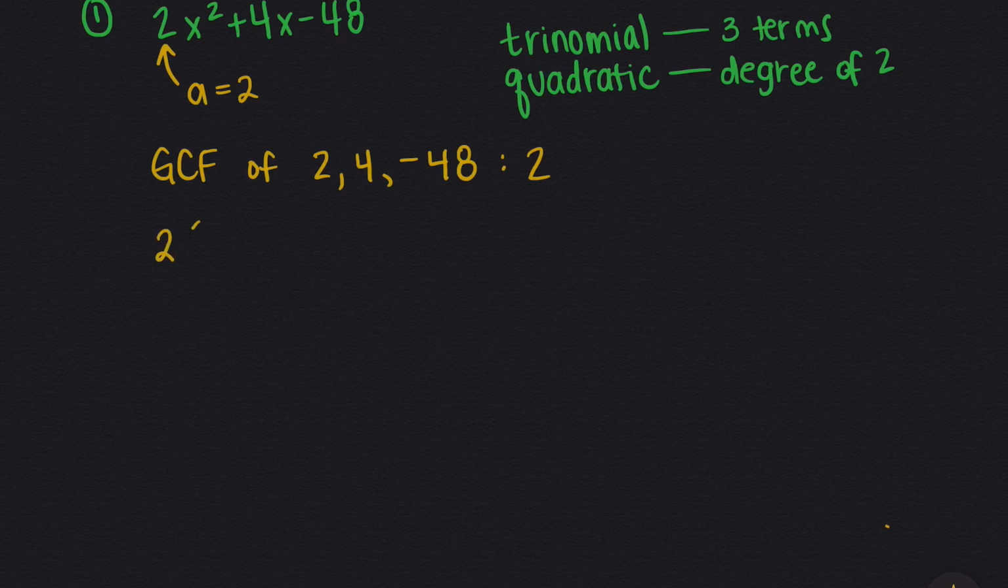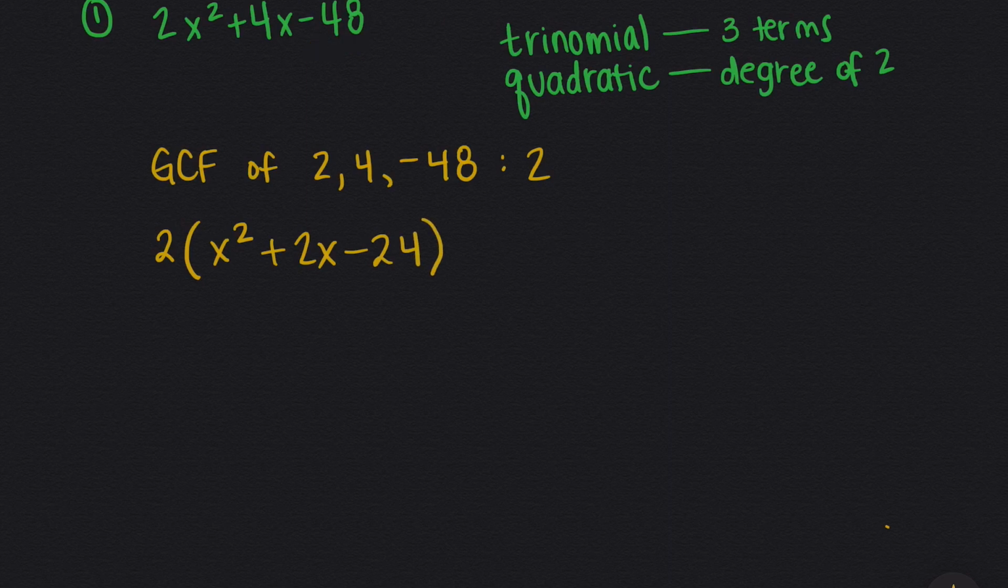We'll bring the 2 to the front, and then we ask ourselves, 2 times what is 2x squared? Well, it would just be x squared. Then we ask ourselves, 2 times what is 4x? The answer is 2x. And finally, we ask ourselves, 2 times what is negative 48? And there the answer is negative 24, which leaves us with an expression that looks like this. If you notice, on the inside of the parentheses, we still have a quadratic trinomial, and now our a is 1. So we can resort to the way that we learned how to factor when a equals 1.